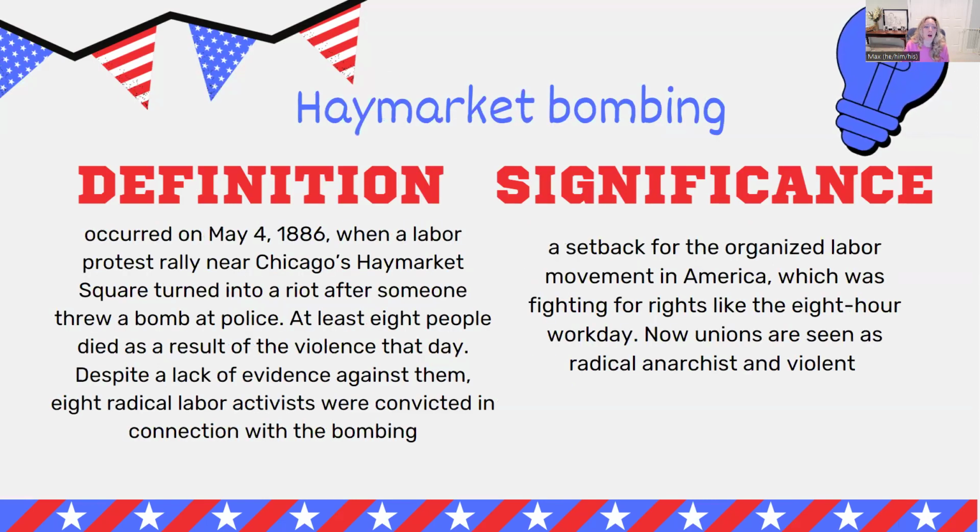The Haymarket bombing occurred on May 4th, 1886, when a labor protest rally near Chicago's Haymarket Square turned into an absolute riot after someone threw a bomb at the police. At least 8 people died as a result of the violence that day. Despite the lack of evidence against them, 8 radical labor activists were convicted in connection with the bombing. And again, whether they actually did it or not doesn't matter. The Knights of Labor, who were part of this rally, have now been associated with this anarchist radical behavior, and it really set the labor movement back a lot because that got applied to all unions as being seen as these radical organizations that people didn't trust and didn't want to be part of.